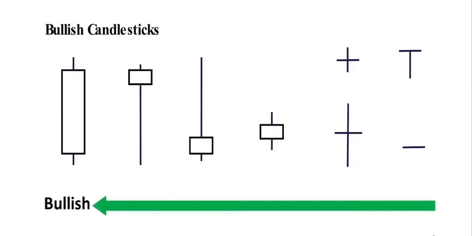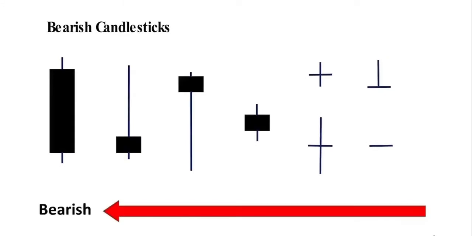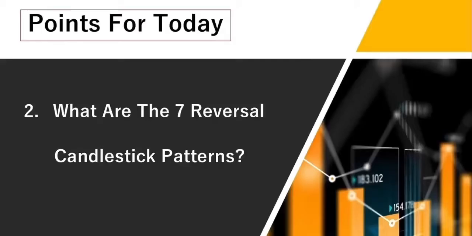I divided the candlesticks into 2 groups, which are bullish and bearish candles. So first we are going to see these bullish candle symbols, as the long arrow down here shows that the pressure of the bullish symbols is getting stronger from right side to left side. And here are the bearish candlesticks. These bearish candle symbols represent the pressure of the bearish symbols getting stronger from the right side to the left side. Now we are going to see what are the 7 reversal candlestick patterns.